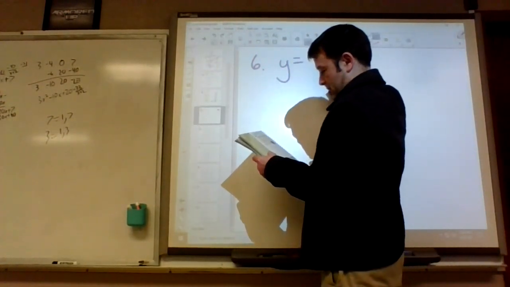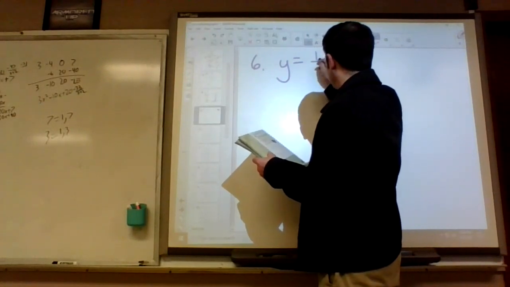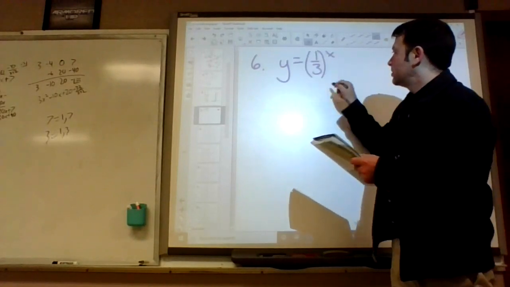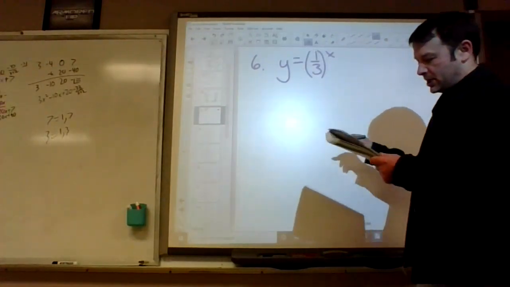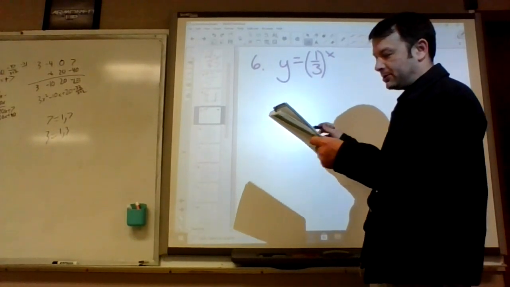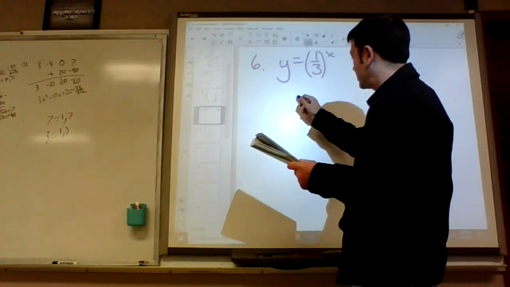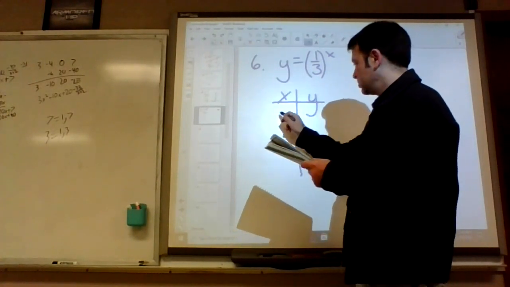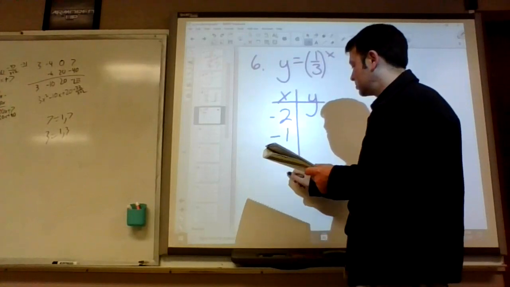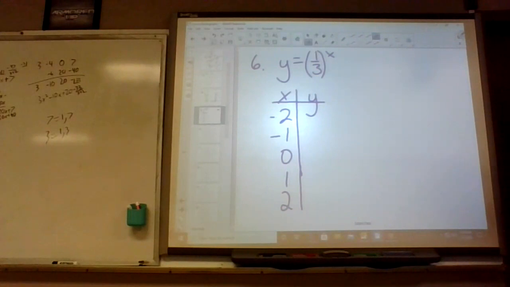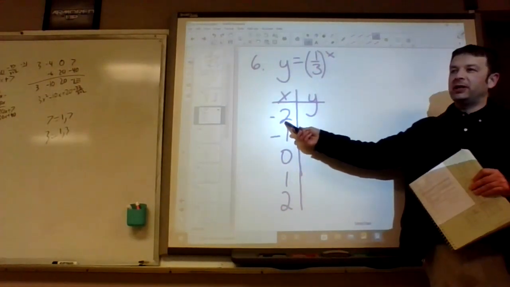Y equals 1/3 to the x. There we go. Table. Same. Did they use the same x and y values on all these? Well, once you get to 11, they start using -3 also. Okay. Ignore the negative for a second.